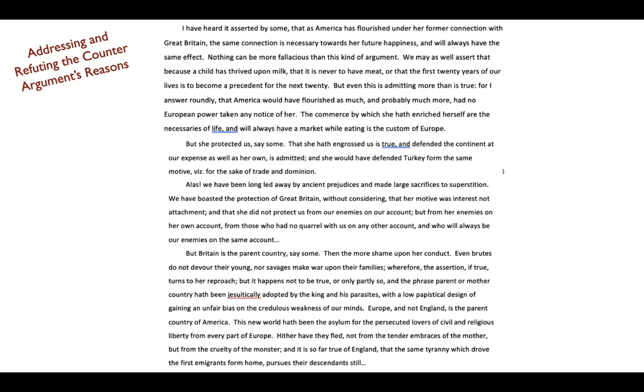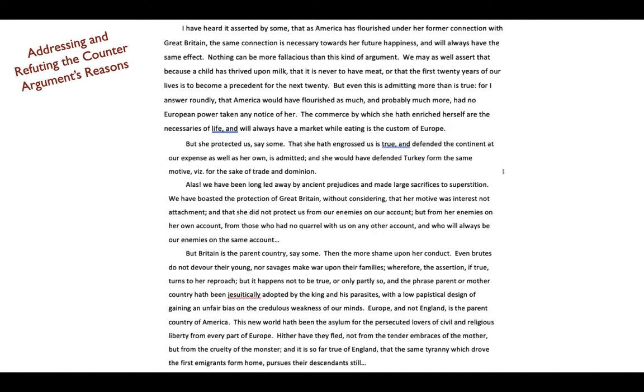But she protected us, say some. That she hath engrossed us is true, and defended the continent at our expense as well as her own is admitted, and she would have defended Turkey from the same motive, for the sake of trade and dominion. Alas, we have been long led away by ancient prejudices, and made large sacrifices to superstition. We have boasted the protection of Great Britain without considering that her motive was interest, not attachment, and that she did not protect us from our enemies on our account, but from her enemies on her own account, from those who had no quarrel with us on any other account, and who will always be our enemies on the same account.